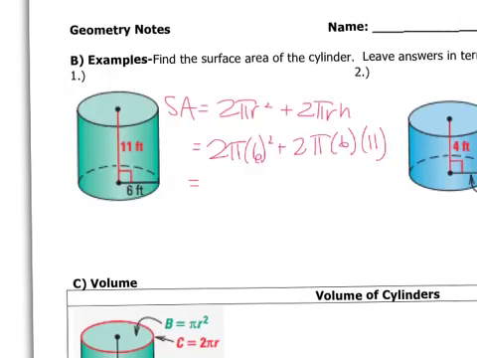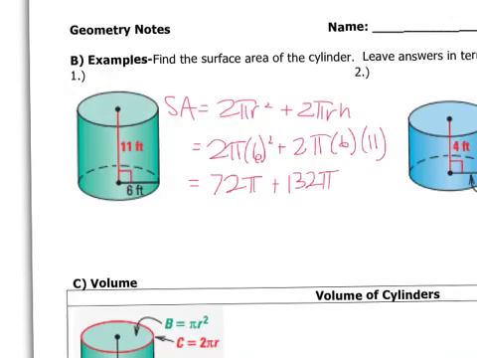We need to simplify this a little bit. 6 squared, ladies and gentlemen, times 2. What is it? 72. So this first part is 72 pi plus 6 times 11 times 2. What? 132 pi. Don't forget your pi's in there.